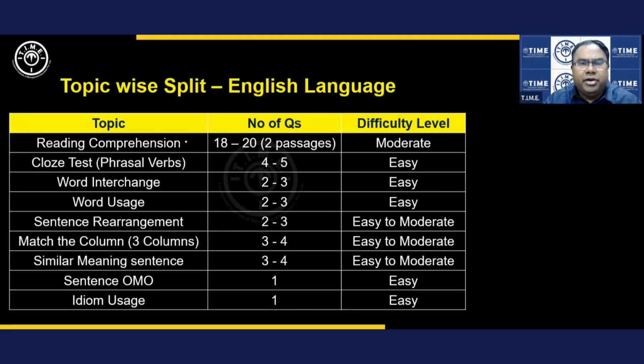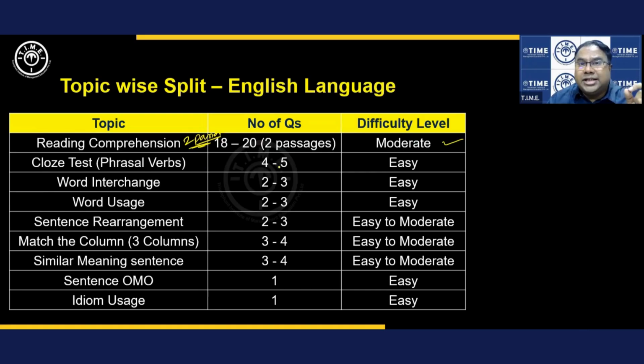In the English language section, we have reading comprehension, 2 passages, 18 to 20 questions. One was based on hate speeches on social media. And for the other one, there was one question based on fill in the blank and one question based on synonym. There are a total of 18 to 20 questions on these 2 passages. The passage was moderate to read and understand. Even the questions were moderate to solve.